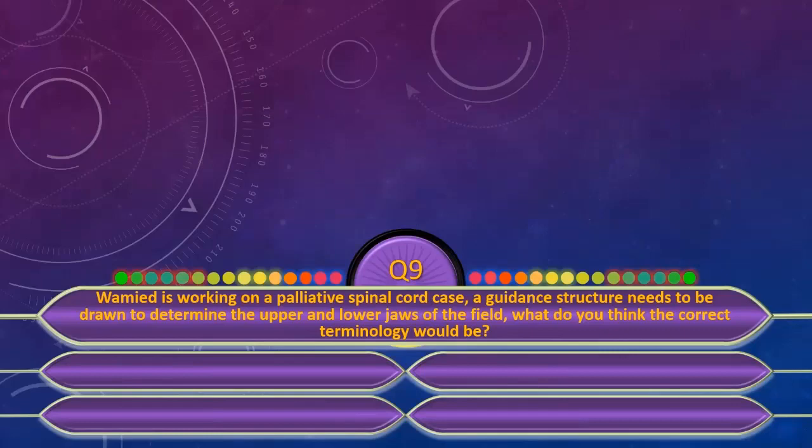So Wameed is working on a palliative spinal cord case. A guidance structure needs to be drawn to determine the upper and lower jaws of the field. What do you think the correct terminology would be?